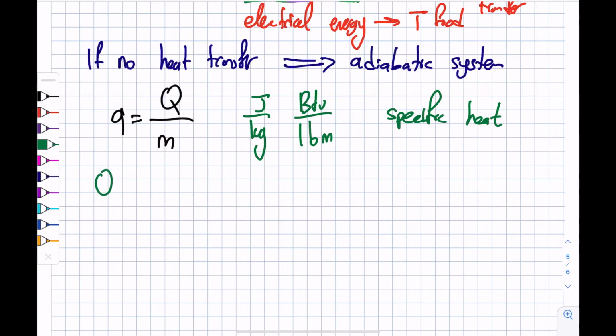Very similarly, we have a Q dot. Q dot, heat transfer rate.